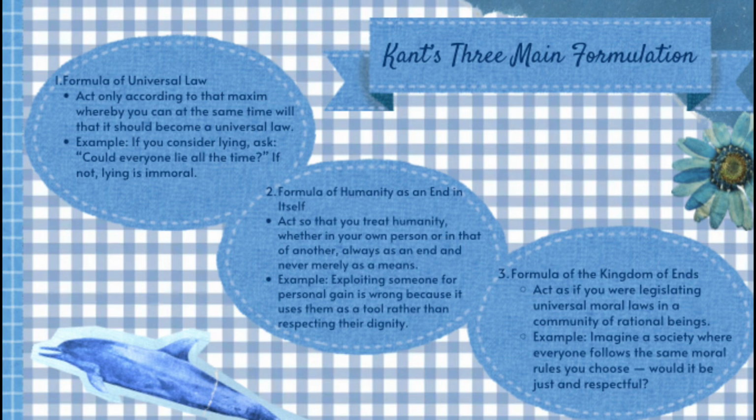Formula of the kingdom of ends. Act as if you were legislating universal moral laws in a community of rational beings. Example, imagine a society where everyone follows the same moral rules you choose. Would it be just or unrespectful?